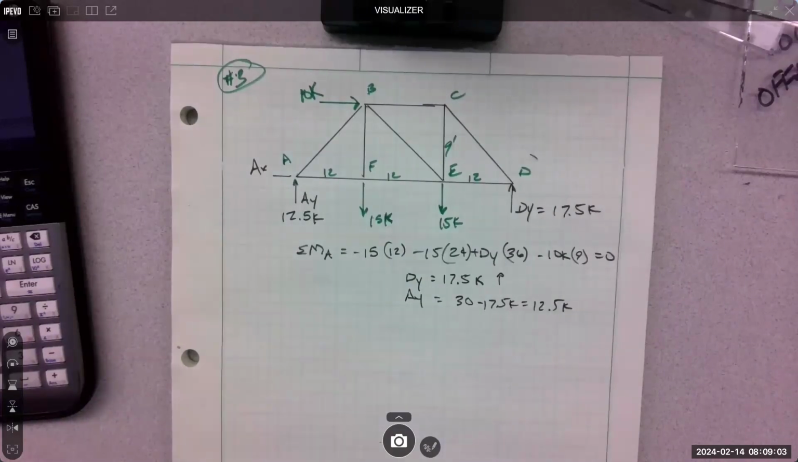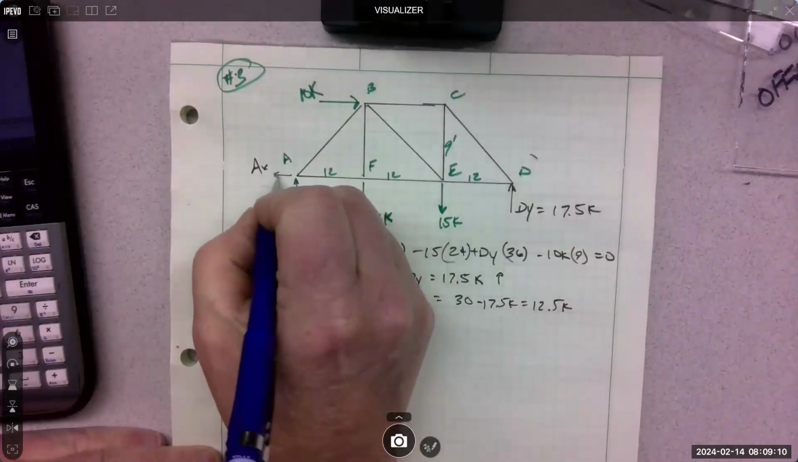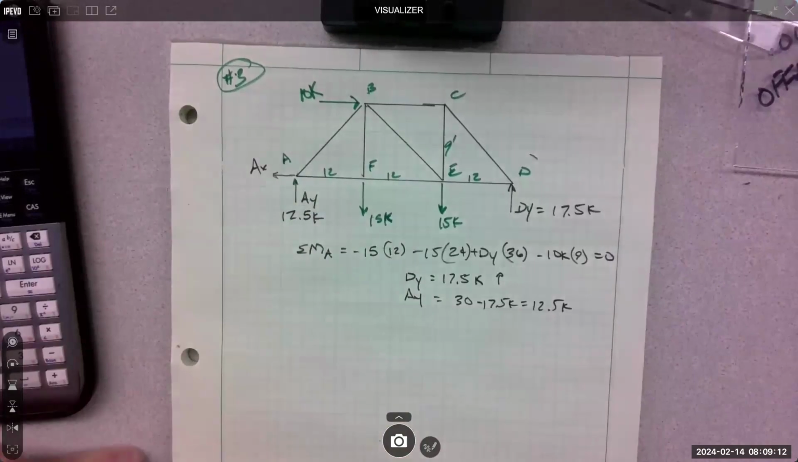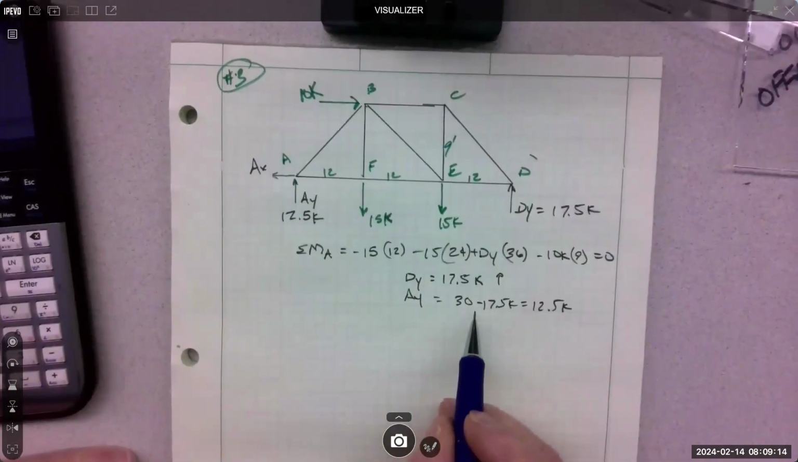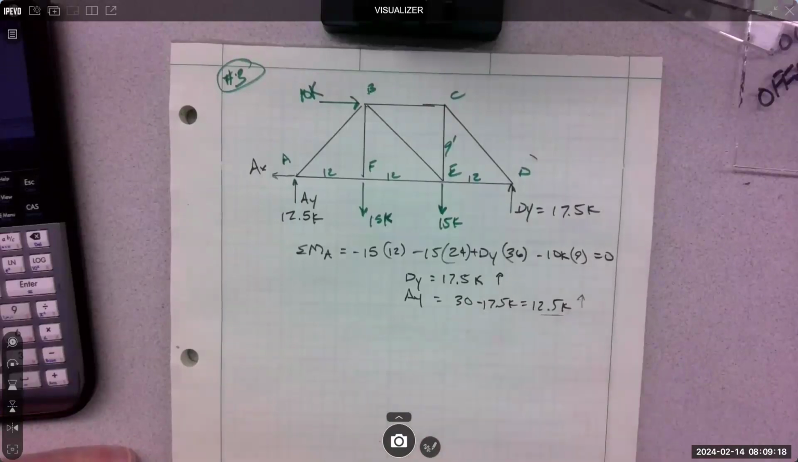Now we start to take it apart. AX definitely goes to the left. AY goes up. And DY goes up. So get those directions too. Confirm your directions. All right. Now we just need the joint analysis to solve this thing out.